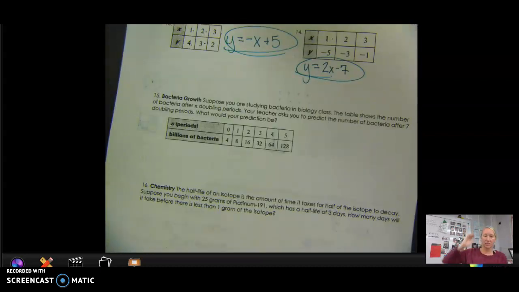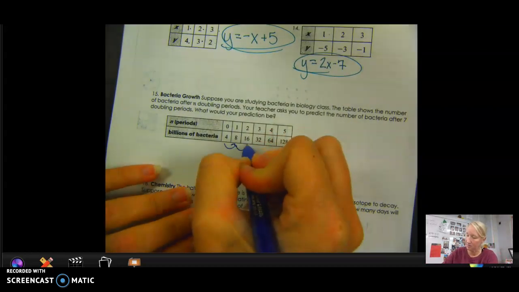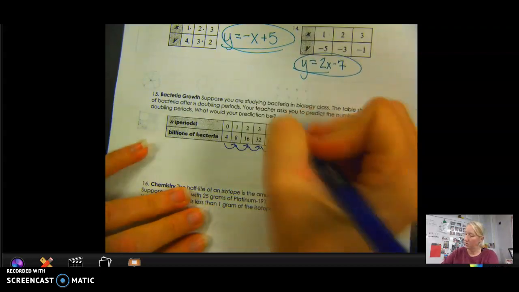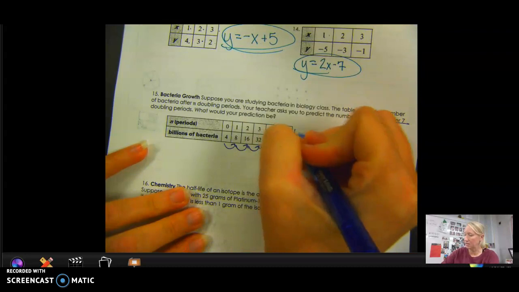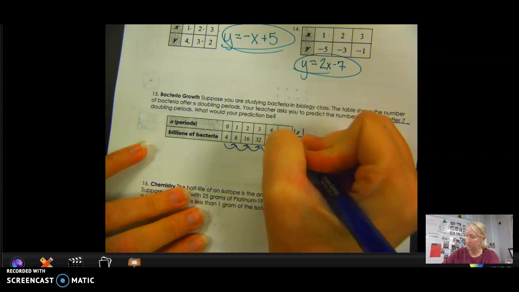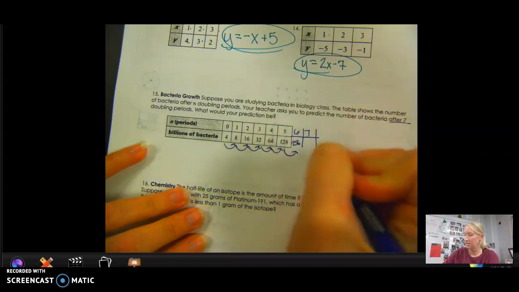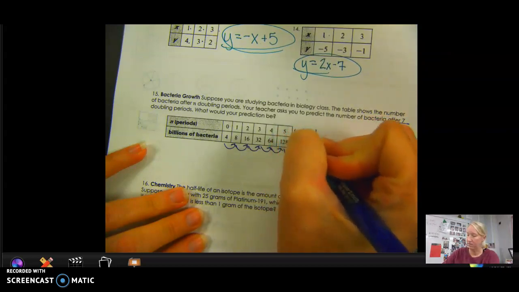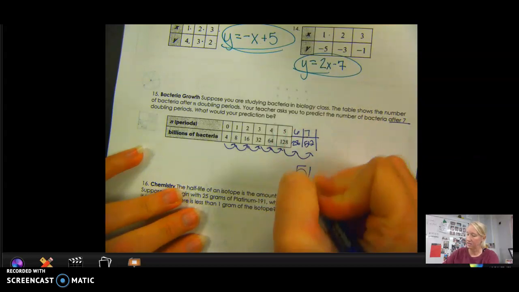Bacteria growth. Suppose you are studying bacteria in biology class. The table shows the number of bacteria after n doubling periods. Your teacher asks you to predict the number of bacteria after 7 doubling periods. What would your prediction be? Okay, so what is happening? It is doubling, right? This bottom number. After every period, it is doubling. So they want to know after 7 doubling. So here's 6. I'm going to double 128, and I get 256. Then I'm going to go to 7. If I double 256, I get 512. So it'd be 512.